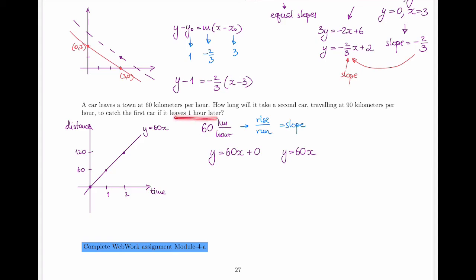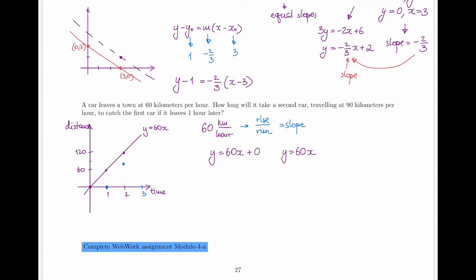The second car left an hour later. So in time here, the first car left at 0, the second car left an hour later, which means it left at 1 in terms of time. And it's traveling at 90 kilometers per hour, which means that in 1 hour, so at the 2-point mark for the first car, the second car is going to be at 90 kilometers, which is halfway here. So in 2 hours, it's going to be here. In 3 hours, it's going to be 90 plus 90, or 180.